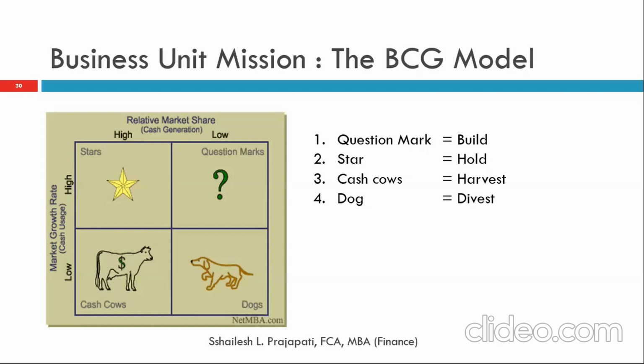When the market growth rate is high and relative market share is also high, it means your business is in stars. It's growing rapidly. When your relative market share is low and your market growth rate is also low, it means you are dogs. You need to divest, you need to invest somewhere else.